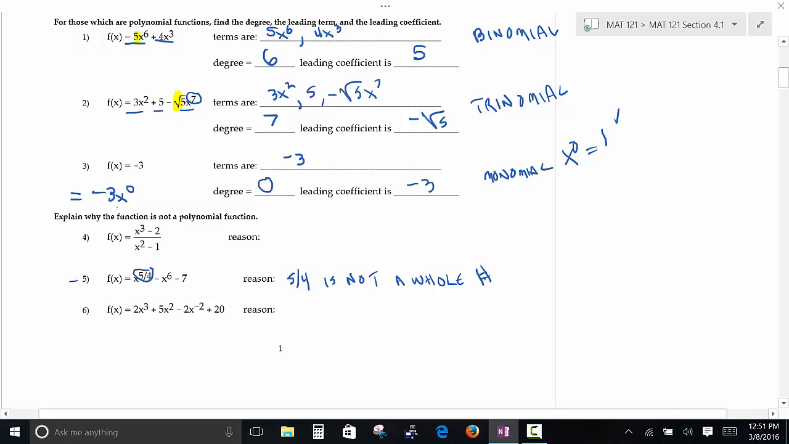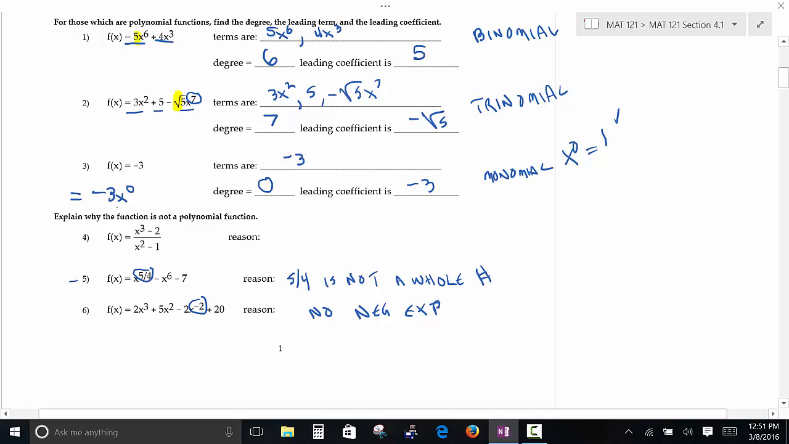How about number 6? What's wrong with it? Negative 2. Yes, the negative exponent, that's good. That's also not a whole number. Whole numbers are 0, 1, and so forth. So you could just say no negative exponents. And on number 5, you could, if you wanted to, just say no fractional exponents.